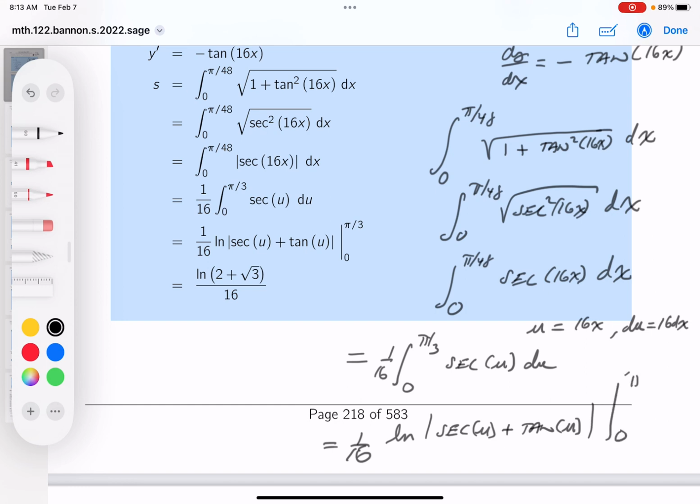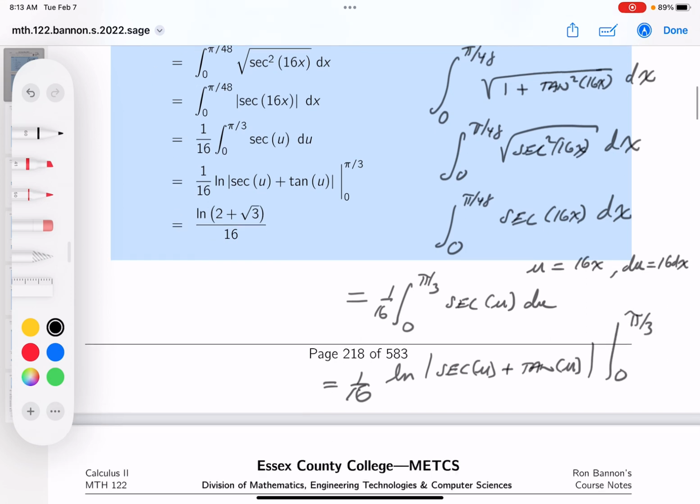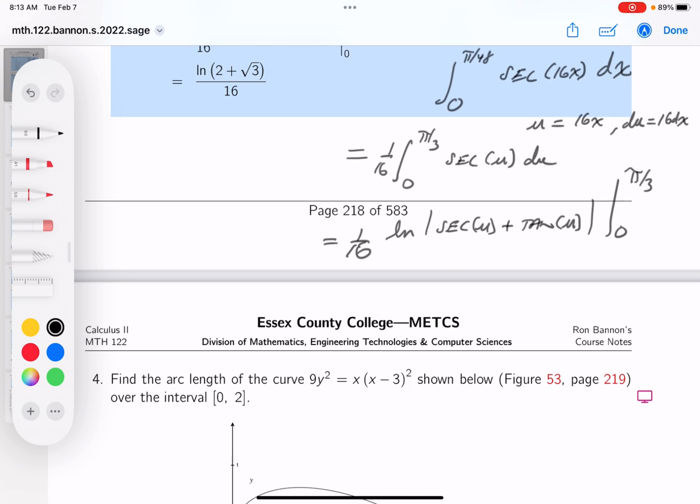All right, I want to do the arithmetic now. And what do you get? 1/16 and natural log. Whoops, that's an ln, by the way. And let's take a look. It's pi over 3, right? Pi over 3 is 60 degrees. So I get a 60-degree triangle with sides 1, root 3, and 2. So the secant of that would be 2, plus the tan of that would be root 3.